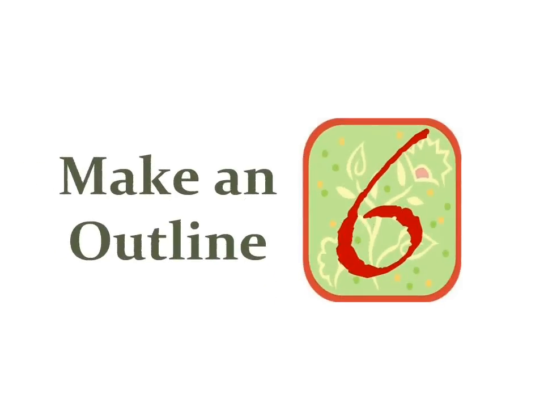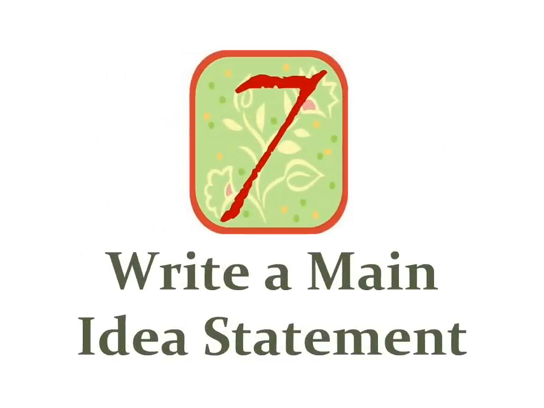Step 6. Making an outline. It is often helpful to make an outline or a plan for your report. Your outline should show how you are grouping information and the order in which you will present the information. An outline should list the report's major subtopics or categories of information, followed by a list of specific facts for each subtopic.